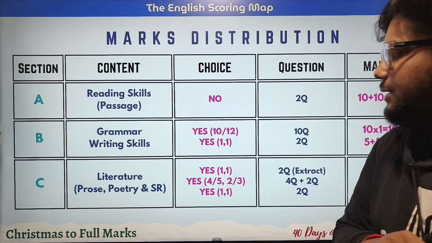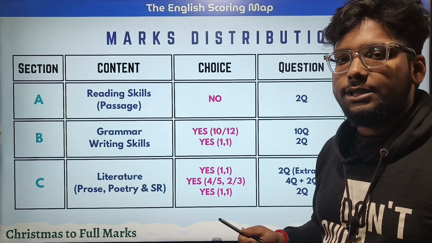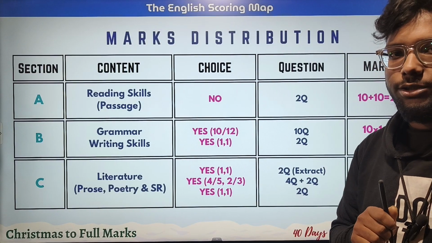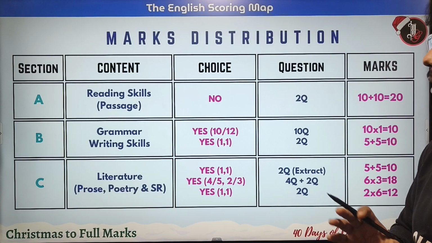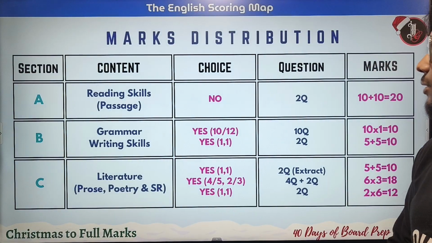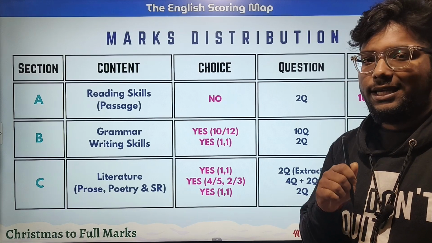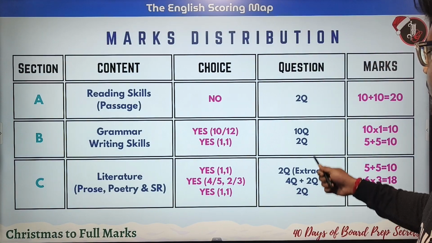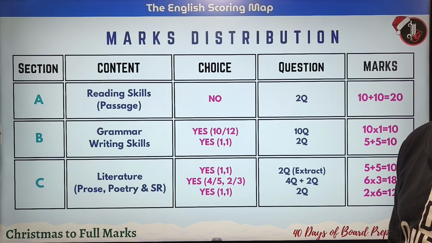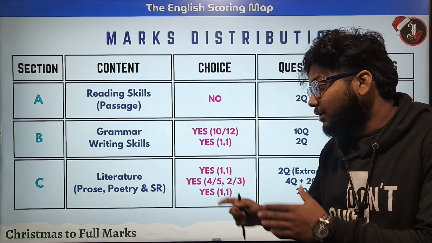Do you have any choice? Yes, you have choices in grammar. You'll get 12 questions, out of which you have to answer only 10. The 12 questions will be of 1 mark each. So 10 questions you have to answer, and you are getting 10 marks. That's easy. Coming back to the writing section, you are getting some choices. You'll get 1 each, so you have to answer 2 questions only, and you are getting another 10 marks, 5 plus 5, 10. Okay, so now let's talk about the third section, that is the literature section.